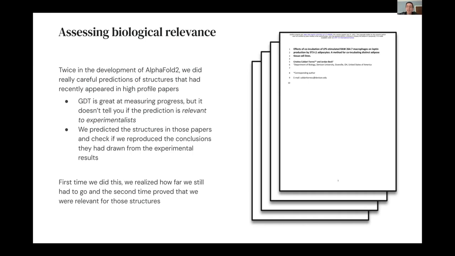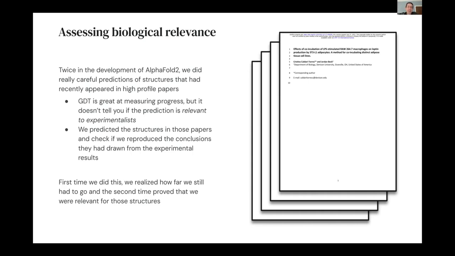And so we decided to test that by making structure predictions for papers. These were announced papers with a new structure in Cell, Nature, Science, I think is what we had picked. And then we would look at the discussion section of the paper, and they'd say, oh, we noticed the pore narrowed, or we noticed the tryptophan covered the active site, or some statement the authors made that they learned from their structure. And we would look at our predictions and say, would you have learned the same thing? And the first time we did that, the answer was really no.